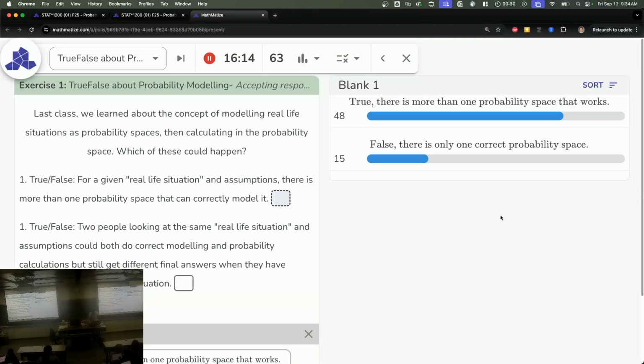Okay, so 48 people selected true. There is more than one probability space that could work. 15 people selected false. There is only one correct probability space. And the correct answer is true. So very good, very well done.